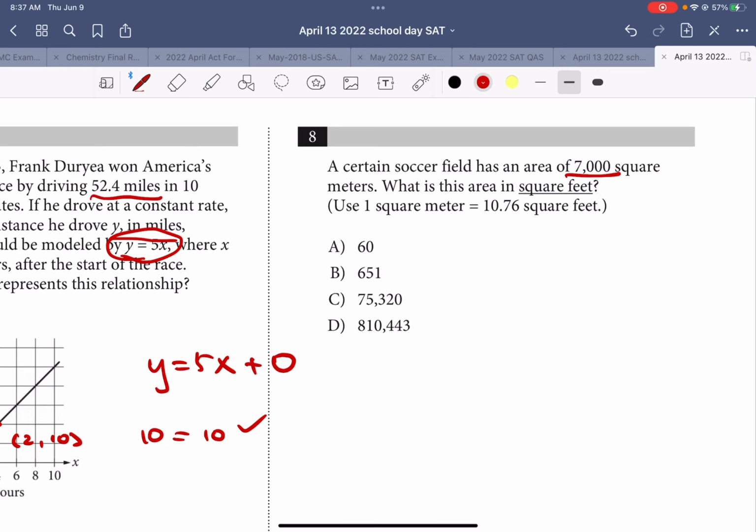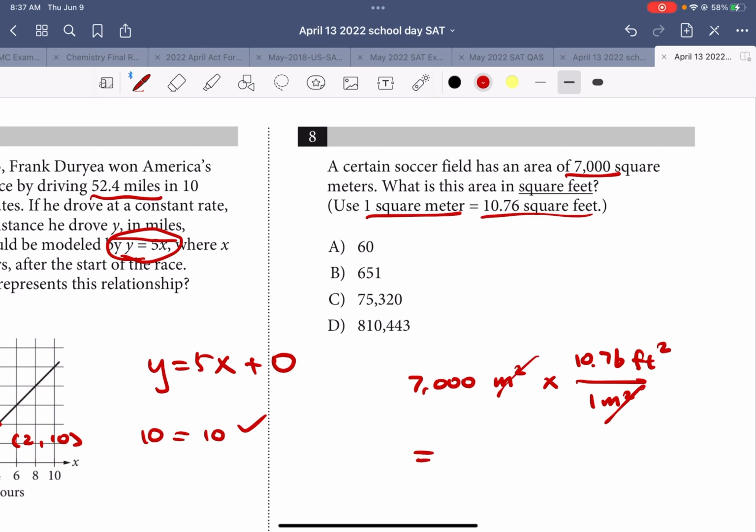Number 8. A certain soccer field has an area of 7,000 square meters. What is the area in square feet? So it's a unit conversion. 7,000 square meters, and 1 square meter is equivalent to 10.76 square feet. So the square meters cancel out when you multiply. So I got 75,320. So C. Okay, unit conversion.